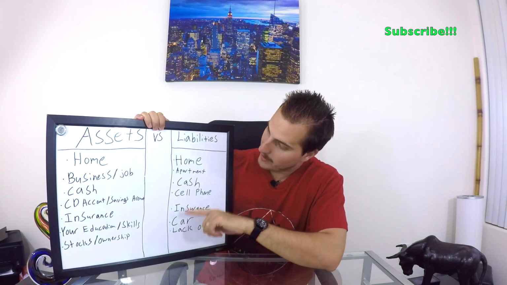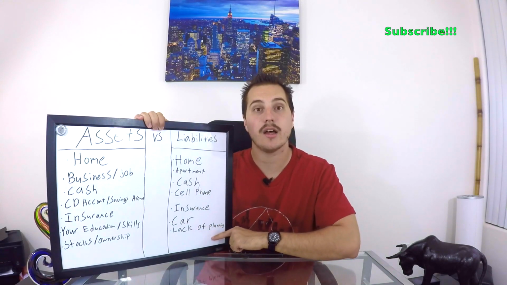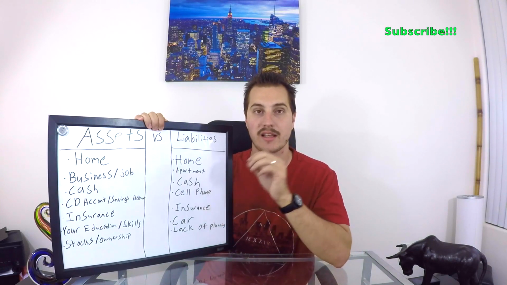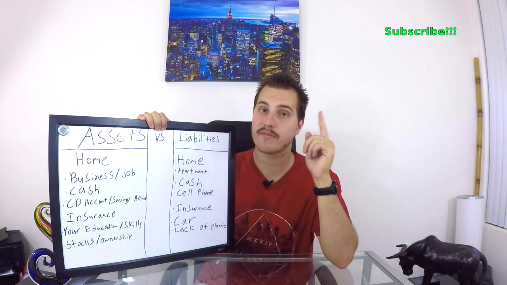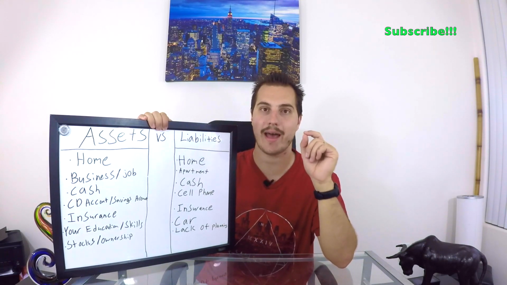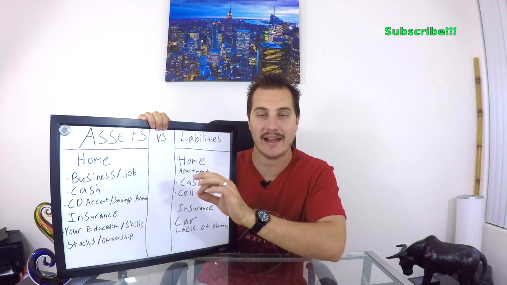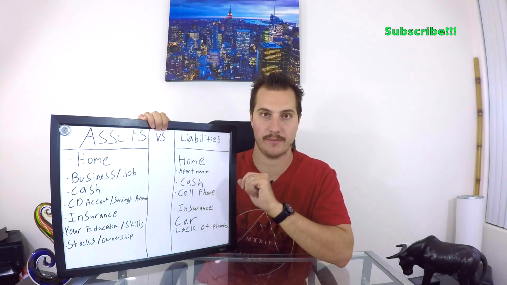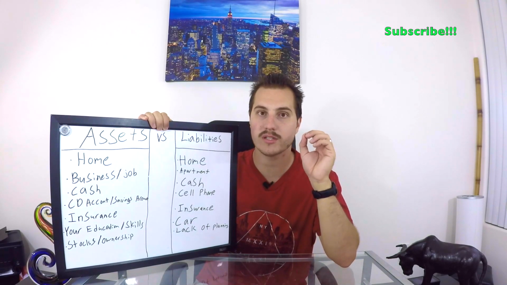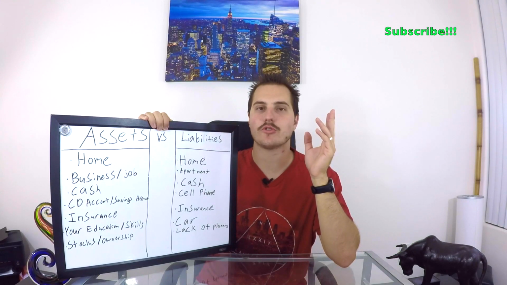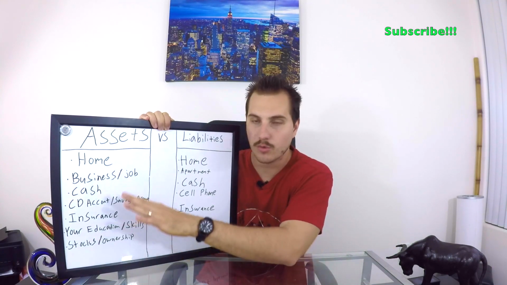And lastly, liabilities, lack of planning. That is the biggest liability of anything. Lack of planning, lack of thinking out situations that could happen in the future, lack of planning for your assets. Lack of planning is by far the worst liability. You should always plan out emergency situations. You should always plan out what type of assets you want to get in the future.